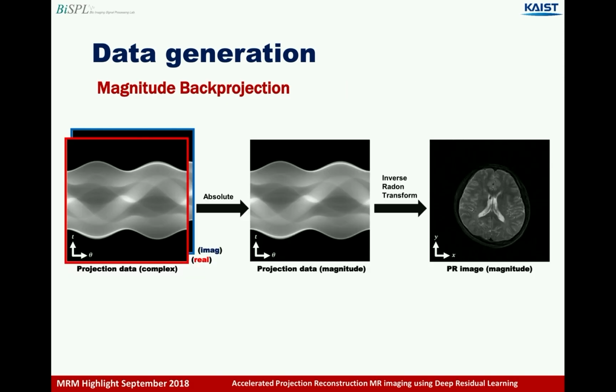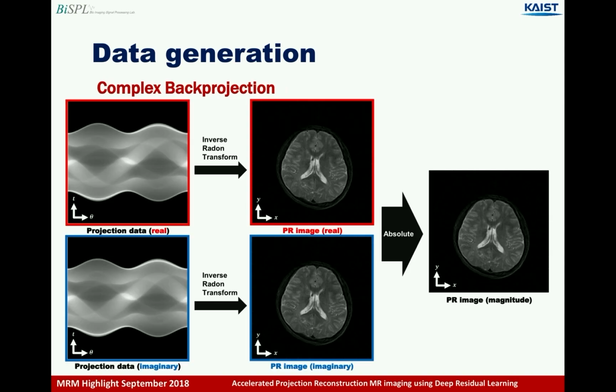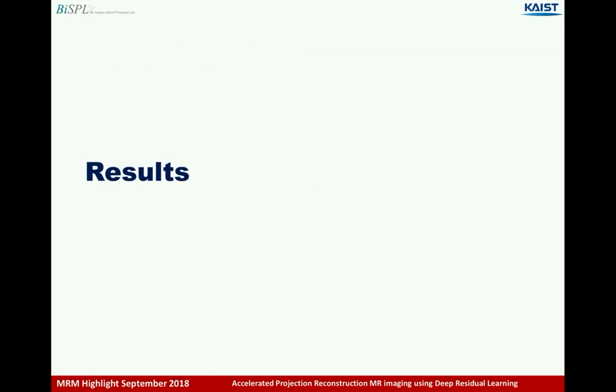For the magnitude back projection, the magnitude value is calculated from the complex data. Then, the inverse Radon transform is performed. For complex back projection, the inverse Radon transform is performed for the real and imaginary projection data, and then the absolute value is calculated to obtain the final PR image.